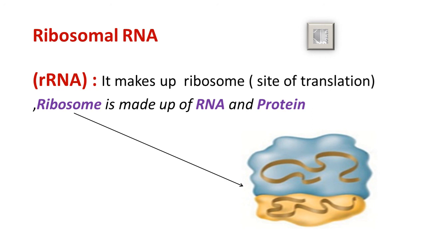Ribosomal RNA makes up the ribosome. It is a component of the ribosome. Ribosome has two components, ribosomal RNA and protein. The ribosome itself is the site of translation, which will be explained in the next PowerPoint. Ribosome is made up of RNA and protein. This picture shows the ribosome.